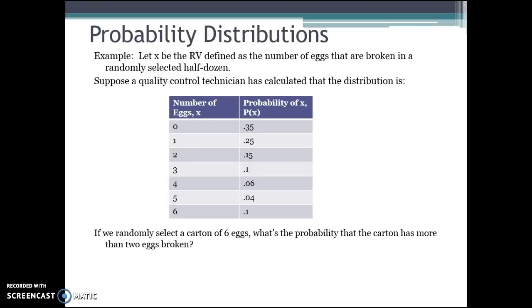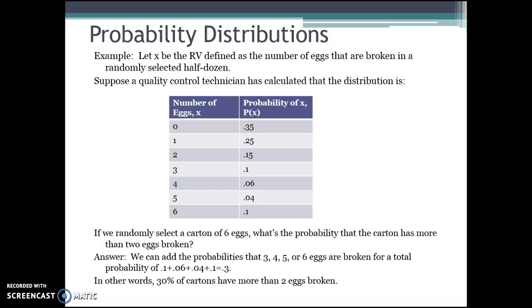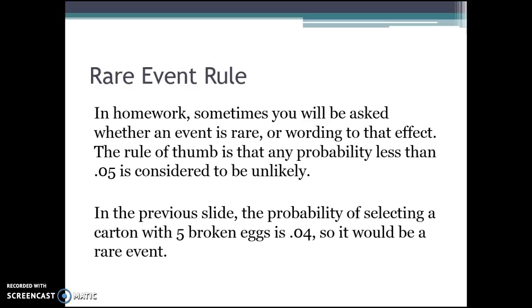So if we were to randomly select a carton of 6 eggs, what's the probability that it has more than 2 eggs broken? Well, that would be the probability that you have 3 or 4 or 5 or 6 eggs broken. And so you would just add up all of those associated probabilities to get 0.3. So 0.3 would be the answer.